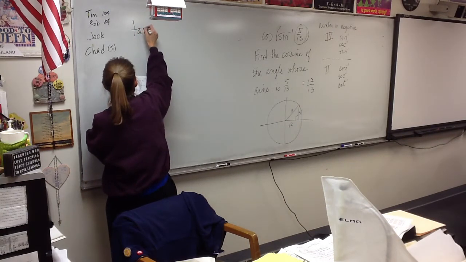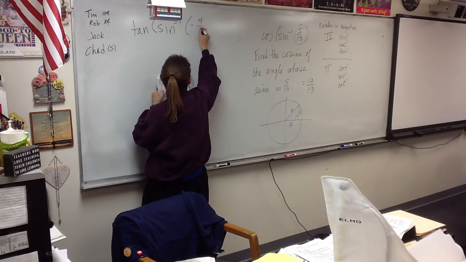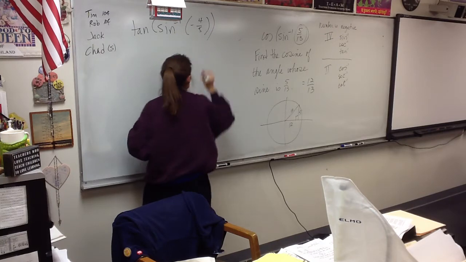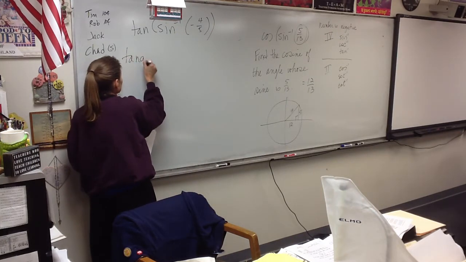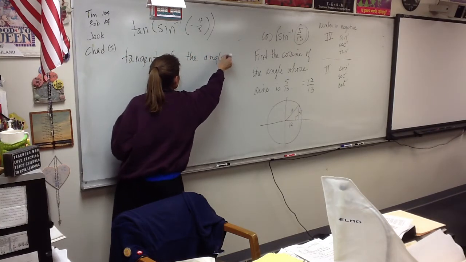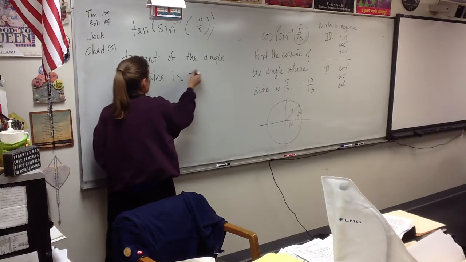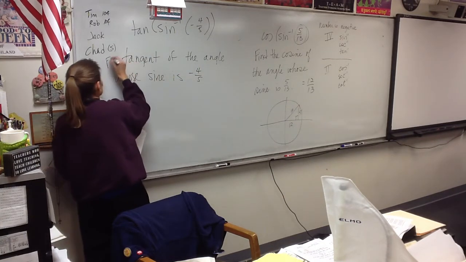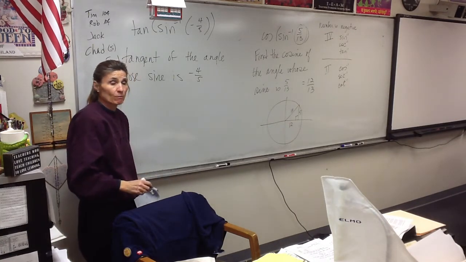Now we're going to find the tangent of the angle whose sine is -4/5. Find the tangent of the angle whose sine is -4/5.